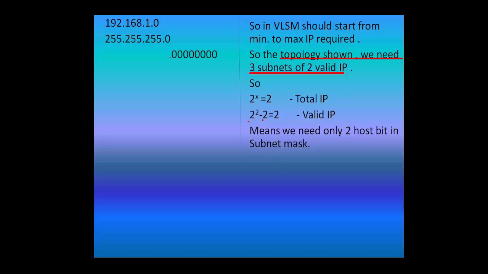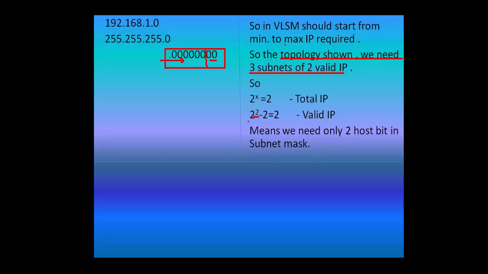And valid IPs are 2 raised to power x minus 2. So if we have only 2 host bits in this subnet mask, my requirement is fulfilled. In the subnetting case, again I am revising, we are borrowing bits from the host side for the network. Now we require only 2 host bits to fulfill this requirement.